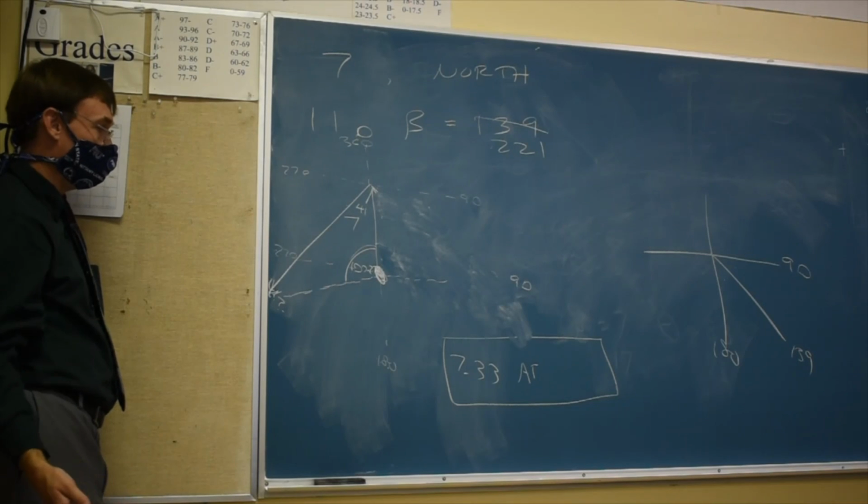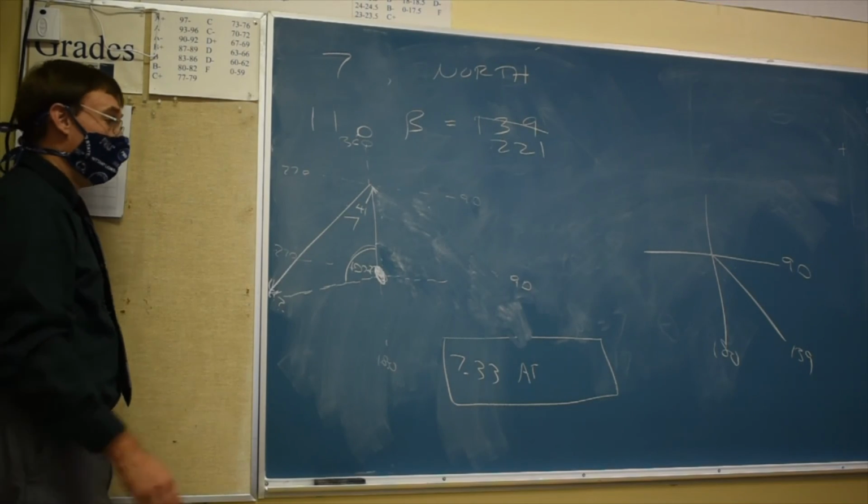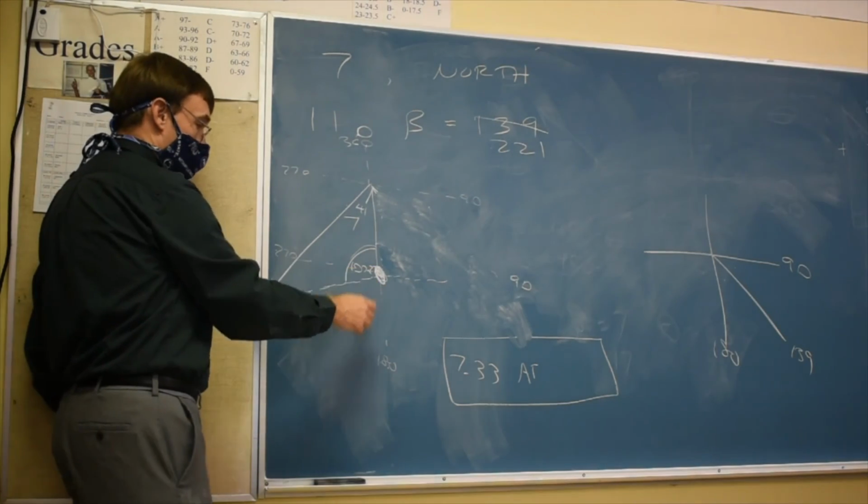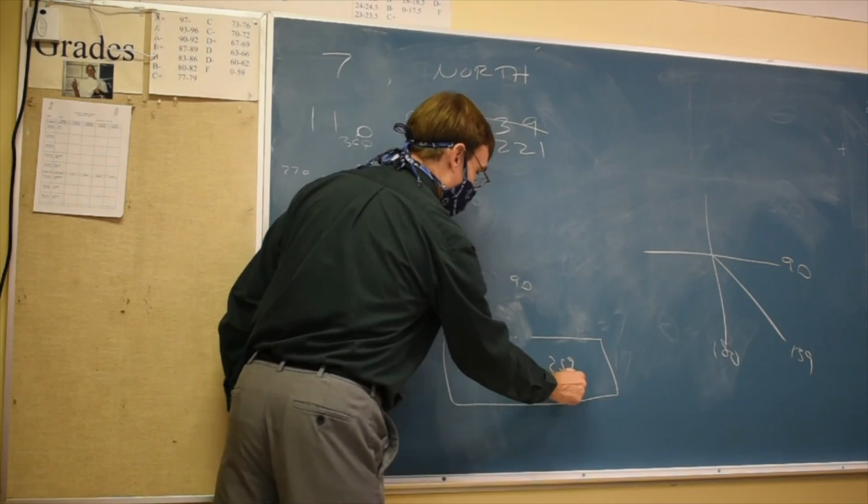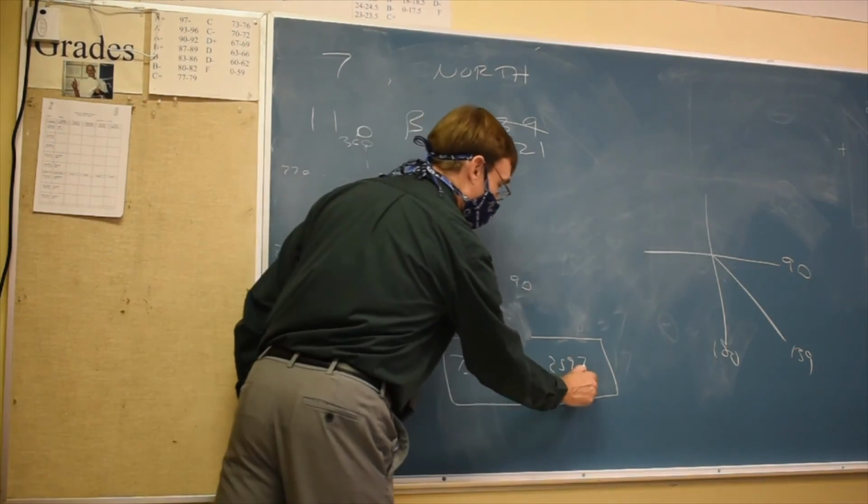How could you figure it out? 260-ish. Yeah, how'd you do that? 360 minus the angle. 360 minus the angle would get me 259 and some change.